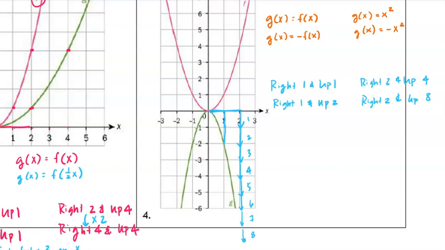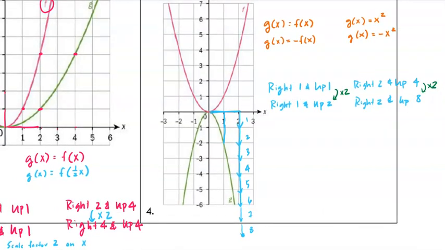Now, let's go ahead and try to figure out what happened from 1 to 2 and 4 to 8. We multiplied it by a 2. Now, let's think about that. The up multiplied. So that's a vertical stretch.